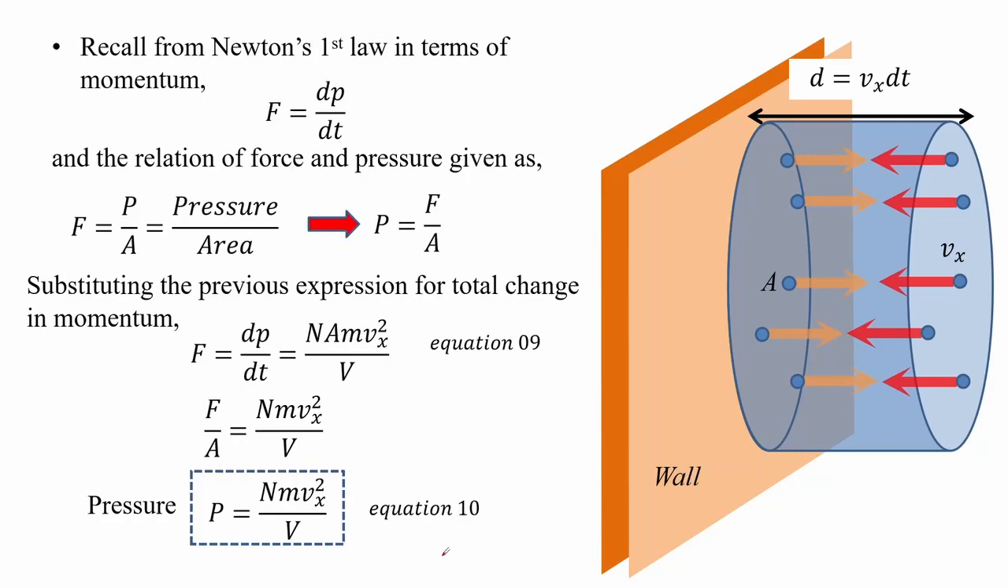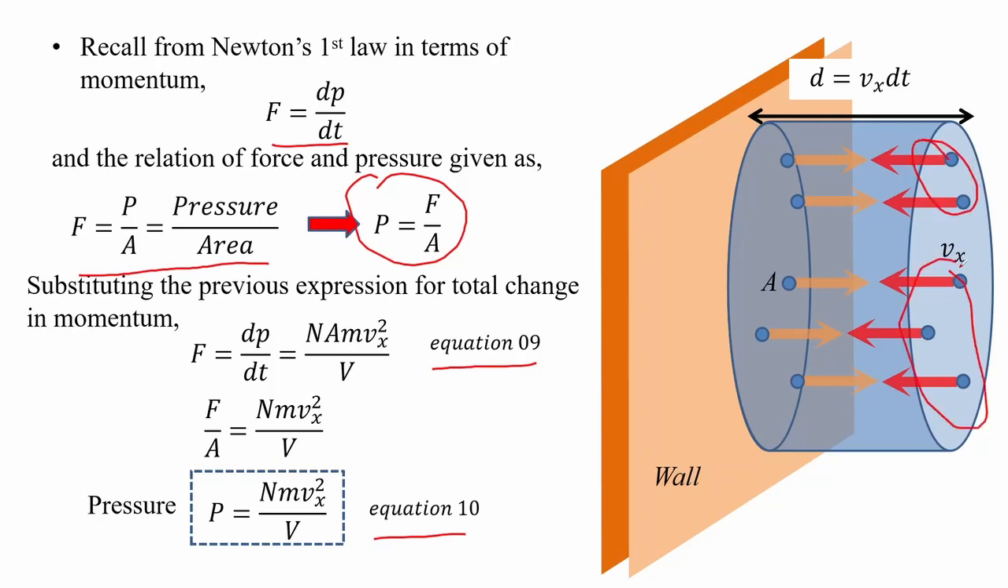Recall Newton's second law in terms of momentum, which is force is equal to dp over dt, and the relation of force and pressure, given as pressure is equal to force over area. Substituting the previous expression for total change in momentum, we get equation 9. We then rearrange this to obtain an expression for pressure, shown in equation 10. This pressure is the one exerted by the particles hitting the surface of the wall, where each particle exerts a certain amount of force.